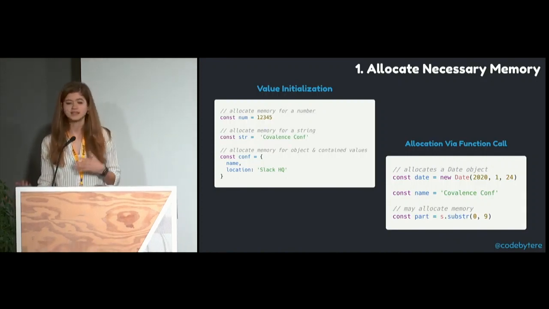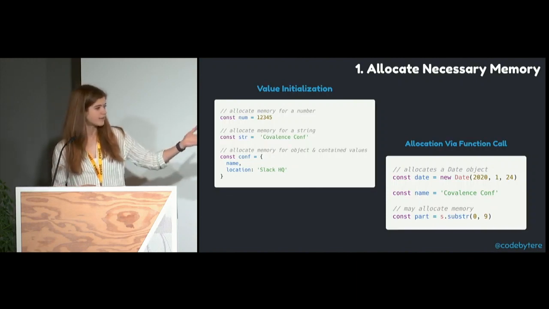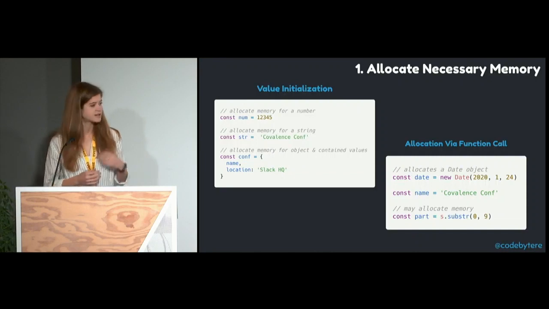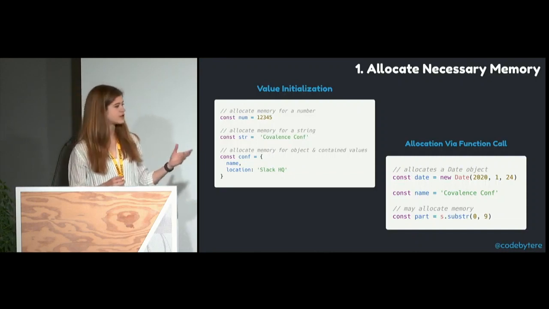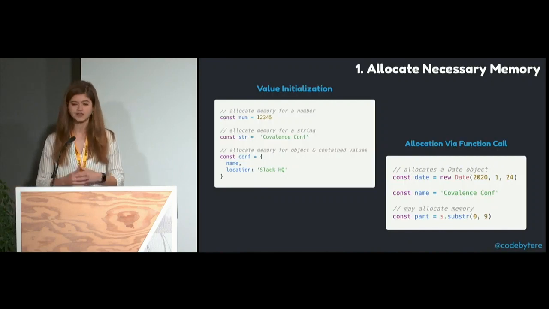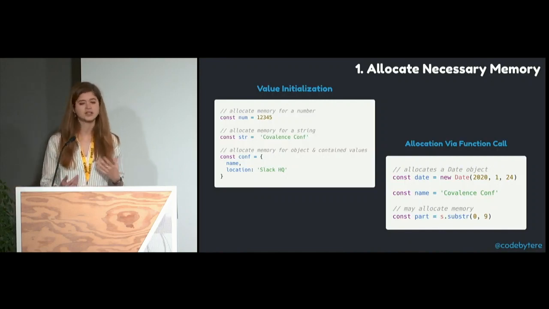However, since it's not always perfectly clear-cut, at the bottom there, you can see a call to string.substring. Since strings are immutable values, JavaScript may actually decide not to allocate memory and just store the 0 through 9 range instead.